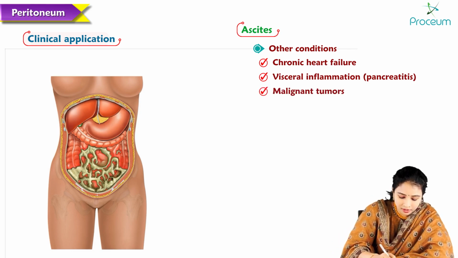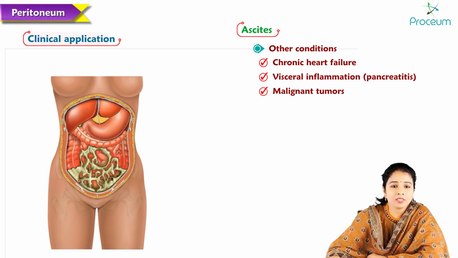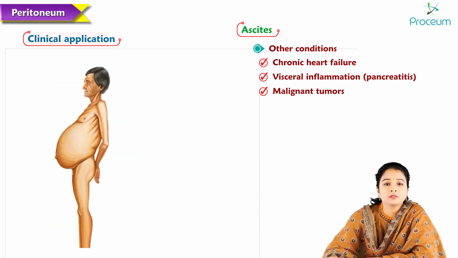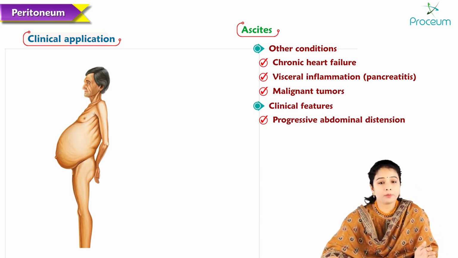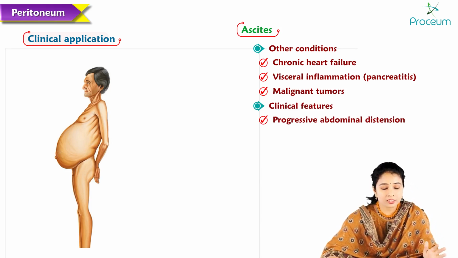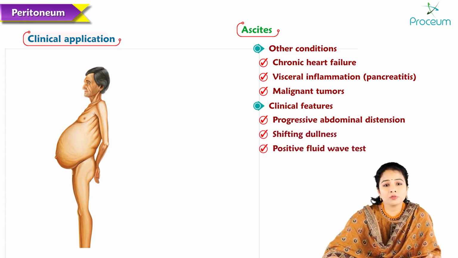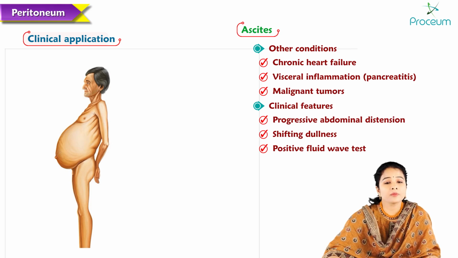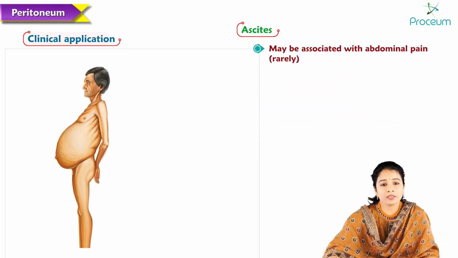So here we can see collection of fluid in the abdomen, that is, abnormal collection of fluid in the peritoneal cavity is called ascites. So the clinical features include progressive abdominal distension. So you can see here a man having a pendulous abdomen. We can see a distended abdomen and a shifting dullness and positive fluid wave test. And ascites may be associated with abdominal pain in rare cases.